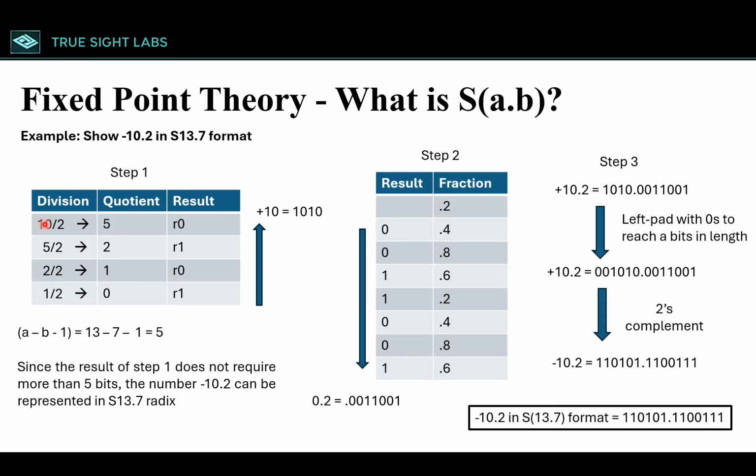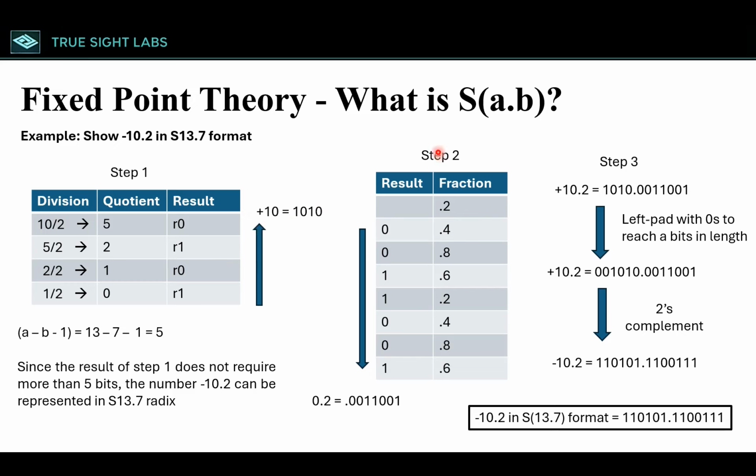So 10 divided by 2 is 5, remainder 0. 5 divided by 2 is 2, remainder 1. 2 divided by 2 is 1, remainder 0. 1 divided by 2 is 0, remainder 1. Then from that, we write the result from the bottom remainder up here. So it's 1, 0, 1, 0. So we have our value for plus 10.